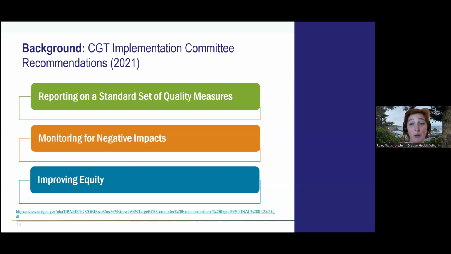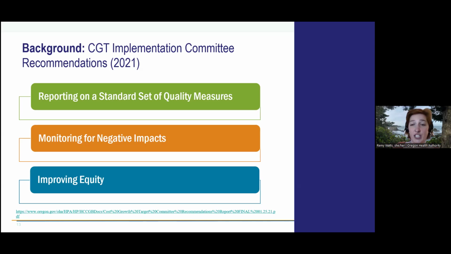And when it got passed in the 2019 legislative session, the first task was getting a Cost Growth Target Implementation Committee together to provide oversight on the implementation design. And I think it's important to note that when former Governor Kate Brown appointed the members to the Committee, she directed them to ensure that, I'm quoting here, healthcare equity is a key component of the Cost Growth Target program with a focus on inequities and reducing disparities in healthcare.